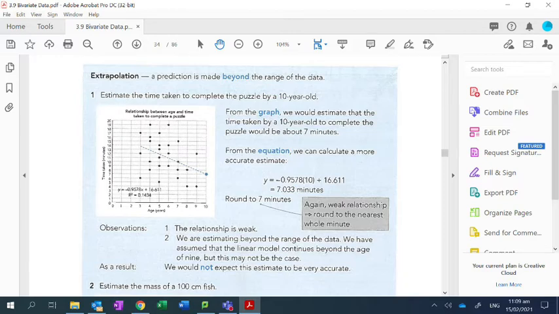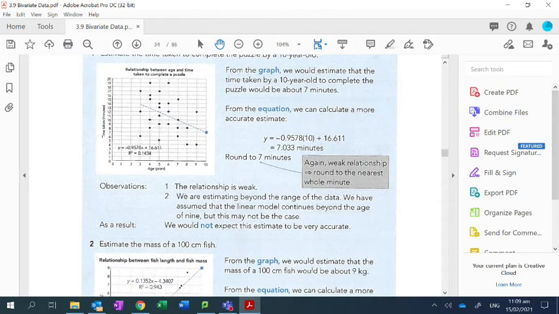Okay? All right. You're estimating beyond the range of data, so we have assumed the linear model continues beyond the edge of 9, but it may not be the case. Ooh. That is what's called statistical insight. And that is what you need to get an excellence. Now, again, remember, we're going to have a template for you, but when you're writing these out, you need to write something like that if you're expecting to get excellence.